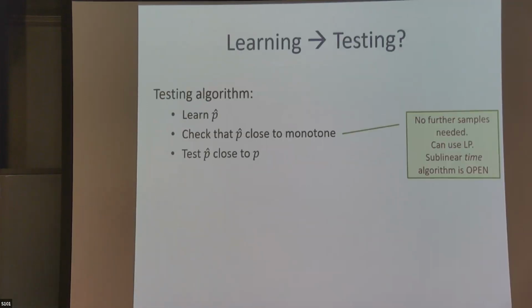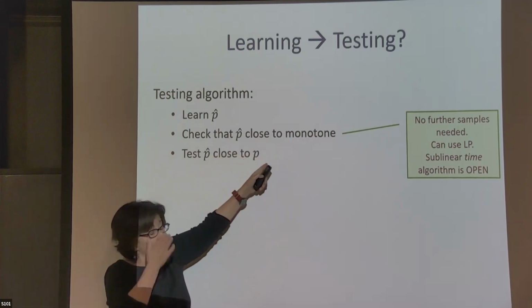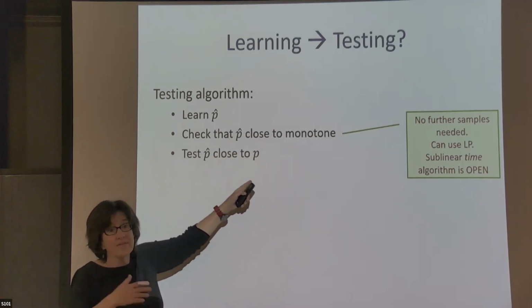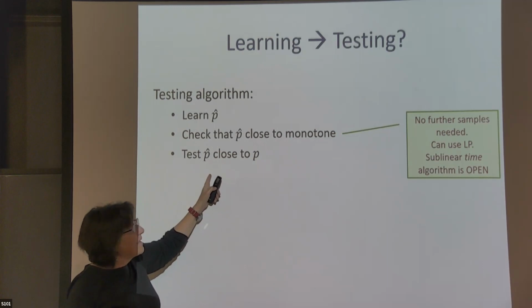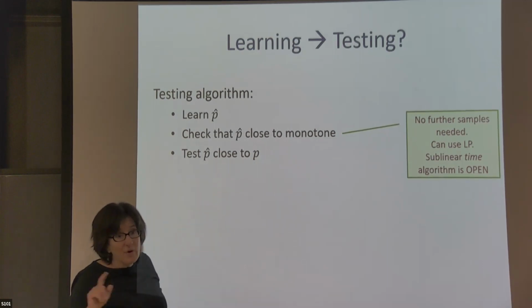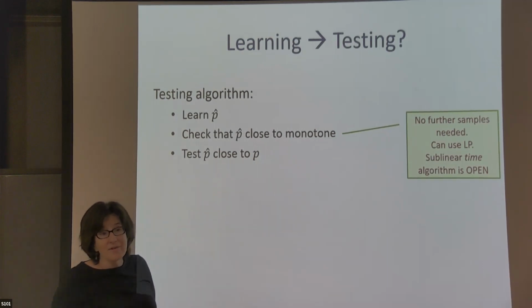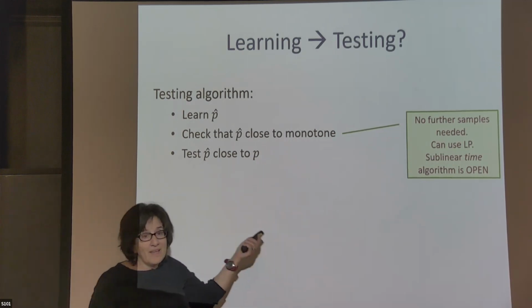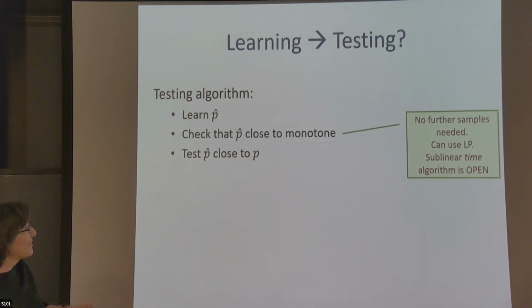Once we can do the learning, we're going to get the testing by checking that this thing we learned is close to monotone. There again, we need no further samples. It's just linear programming. But sublinear time is open. I think this should be doable. If you're looking for open problems, there's one.